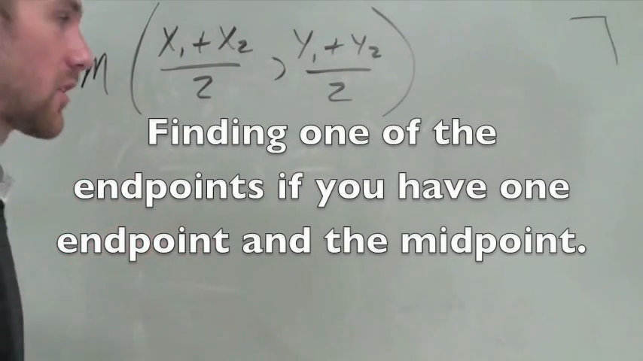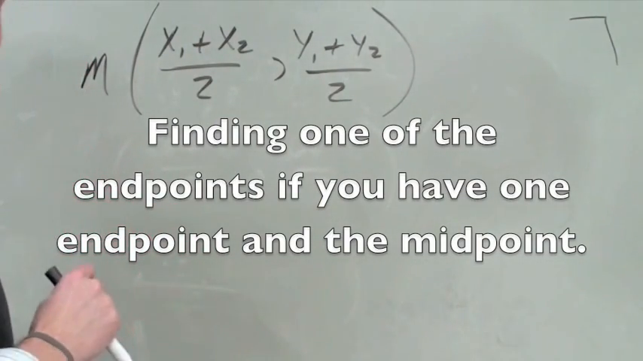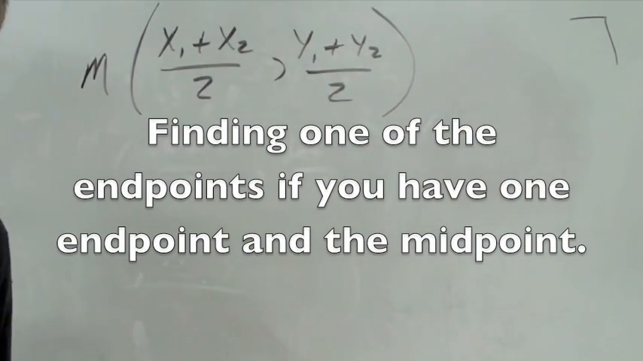Okie dokie. Now, before we go into some examples, I want to show you something else you'll see a lot of problems of. A lot of times they'll give you one of the endpoints, which is the point on the end of the line, and then they'll give you the midpoint, and they'll tell you to find the other one. Let's try one of those.